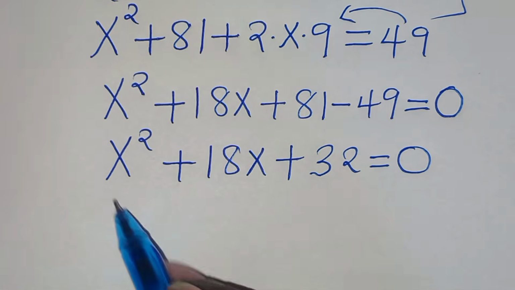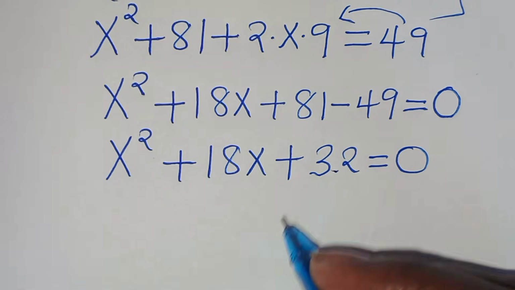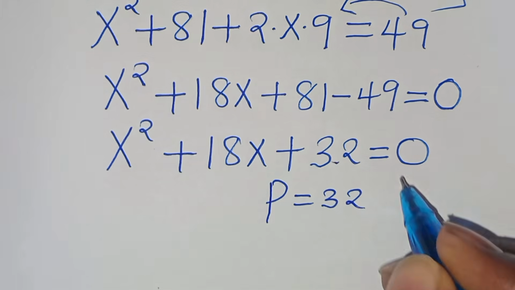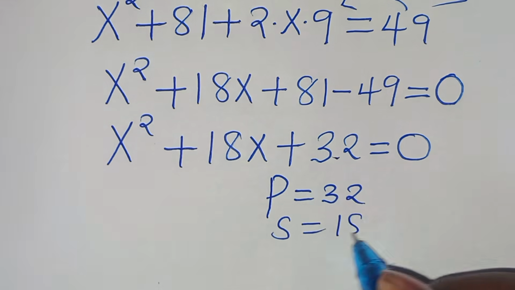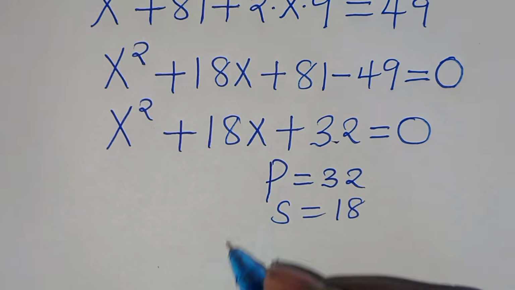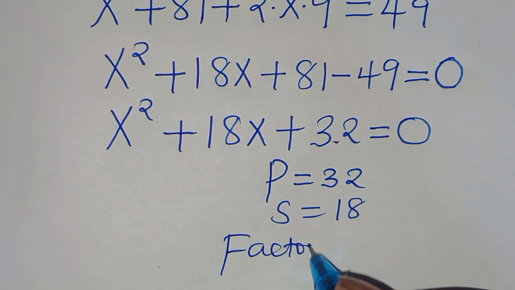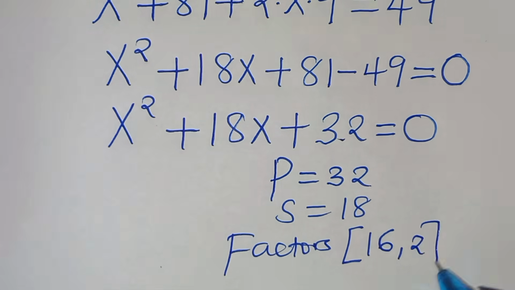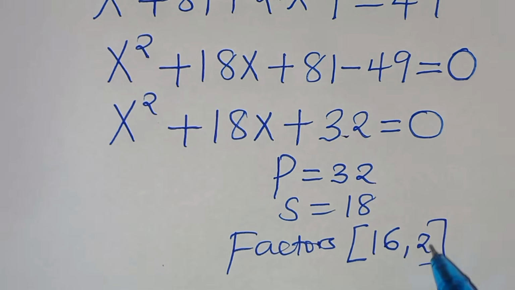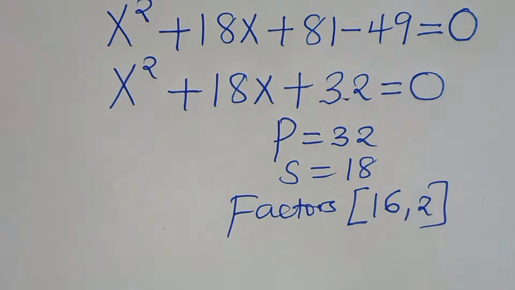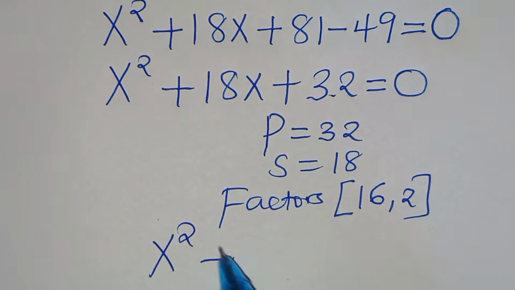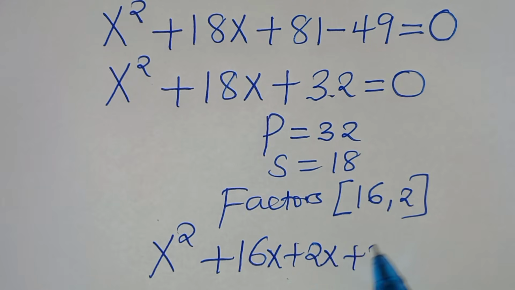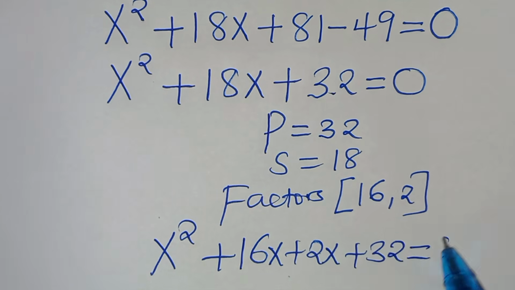Now you find that this is a quadratic equation, which we can solve by the factorization method. We have the product equal to 32 and the sum equal to 18. So let's identify two factors: if you multiply them, we have 32. These factors are 16 and 2. 16 times 2 is 32, and 16 plus 2 is 18. So let's substitute this. We have x^2 + 16x + 2x + 32 = 0.